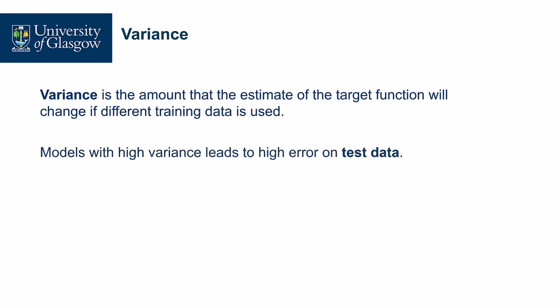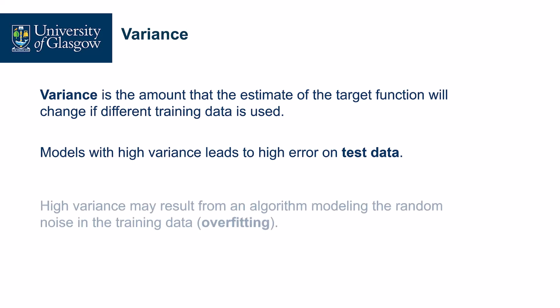Normally, machine learning models showing high variance often have good performance on the training data, but for the test data the error is large, right? This often results from the algorithm catching the random noise in the training data set. We wanted to catch the general tendency, but instead it catches the random noise. We call that overfitting. Overfitting is again a very important concept in machine learning.